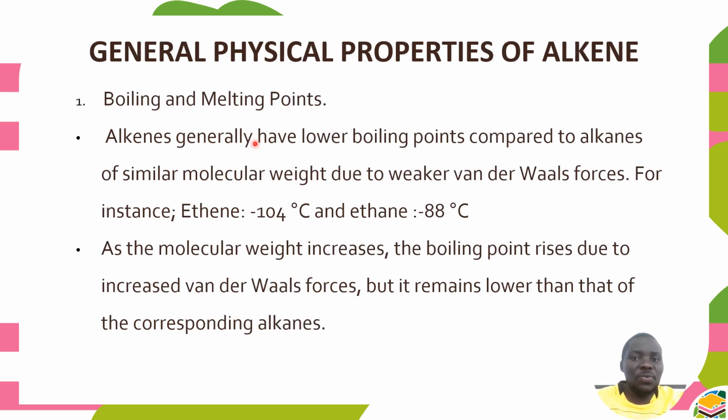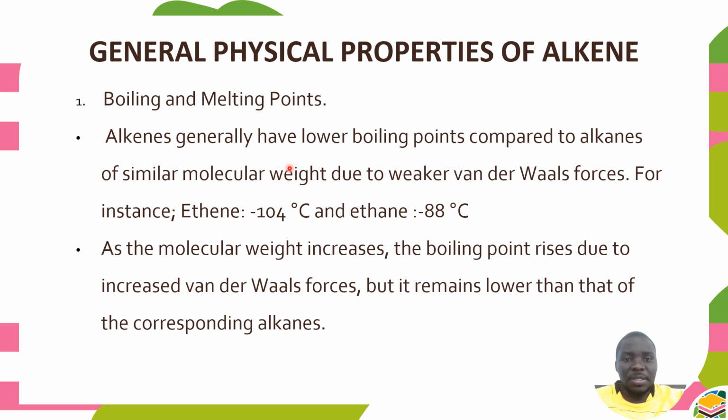So now the general physical properties of alkenes. On that last slide, we only focused on ethene because ethene is the one which we used as an example of how we prepare alkenes. But we need to look at the general physical properties of alkenes. So we are going to look at the first one, melting and boiling point.